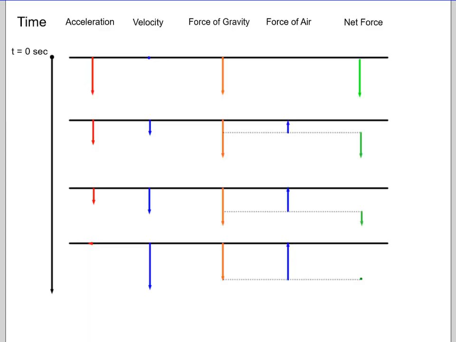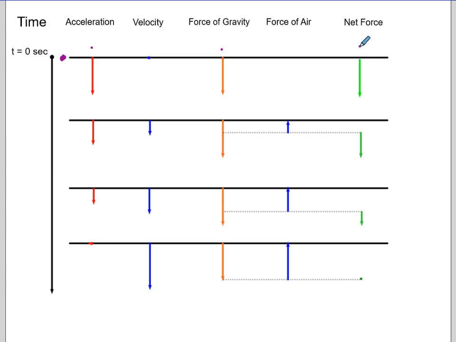This is a picture representation of it, a little vector representation. So right at the very beginning, when the skydiver first jumps out of the airplane, that would be this location right here. Okay, so there's an acceleration due to gravity. There's the force of gravity, and you'll notice that both the red and the orange, and the net force, they're all the same because there's no air resistance yet, because there's no velocity.